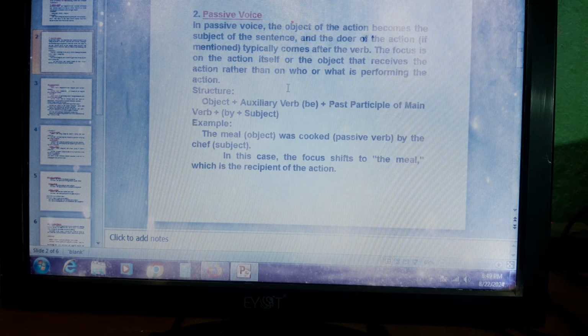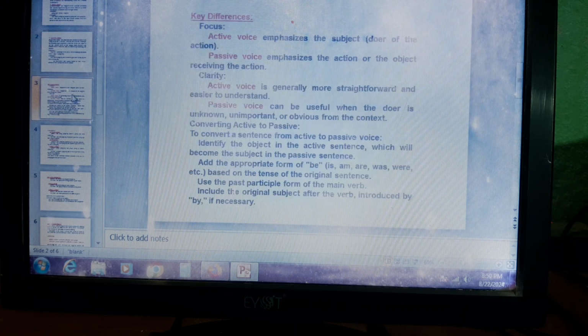Structure: object plus auxiliary verb plus past participle of main verb by the subject. Example: the meal was cooked by the chef. In this case, the focus shifts to the meal, which is the recipient of the action. Now follow, I am going to the third slide.